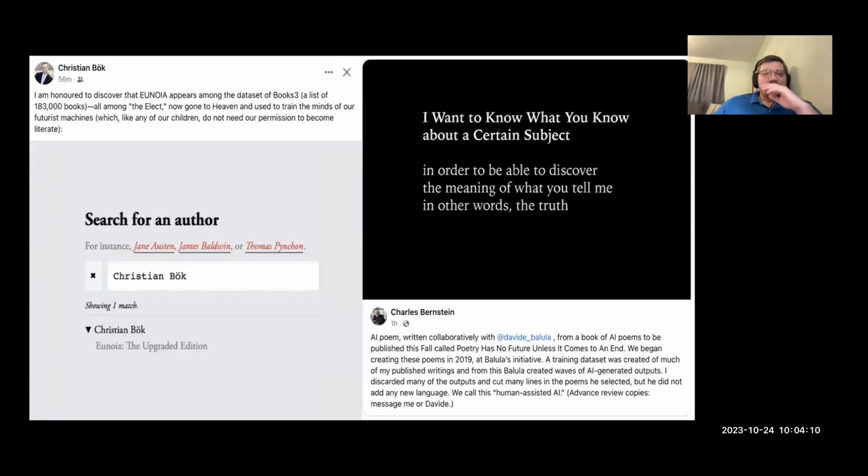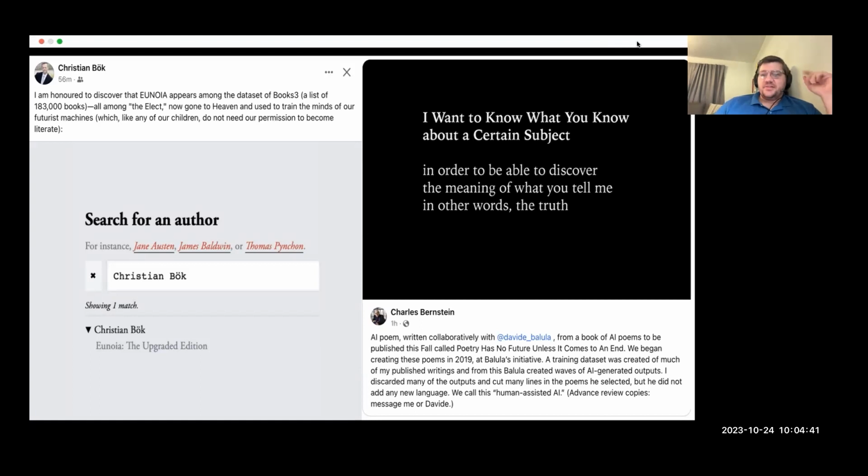Okay, so a few things. I'm not going to talk about literature, but I did kind of want to point out a few different takes on this in literature. On the left there is Christian Bök, who is a very respected, experimental poet. His book was used to train AI, and unlike many authors who have taken up lawsuits against ChatGPT, for example, because of this, you can see he really embraces it. He sees it as training the minds of our futurist machines, which are like our children.